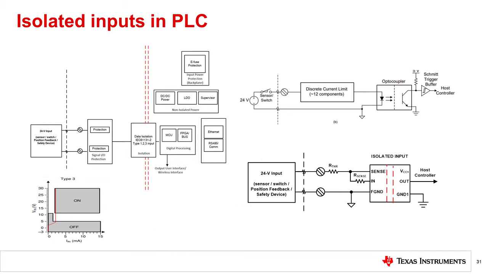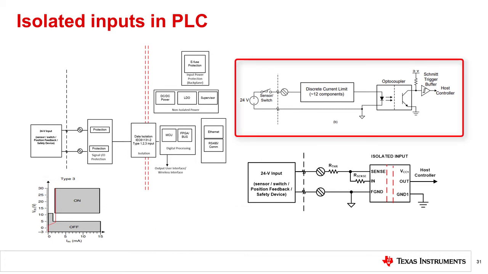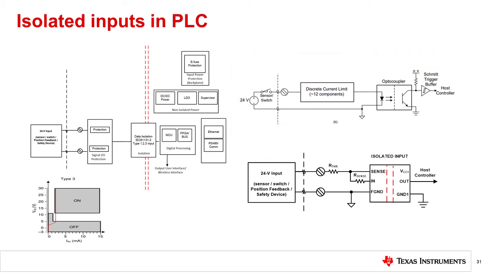To achieve this operating behavior for the input of a Type 3 PLC digital input with an optocoupler, a typical circuit would look something like the following, and would still require discrete implementation of a current limit function needed to limit the current to below 15 milliamps. The implementation would require between 9 to 15 additional components, plus the use of a Schmitt trigger buffer to introduce that hysteresis to manage input voltage and thresholds for noise.